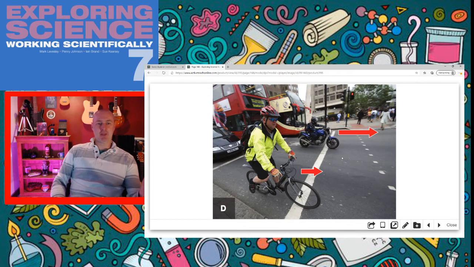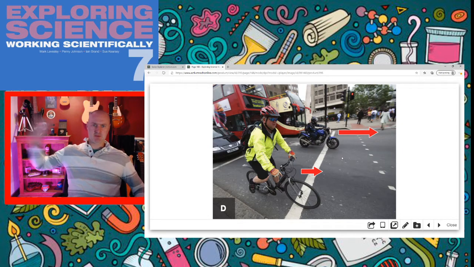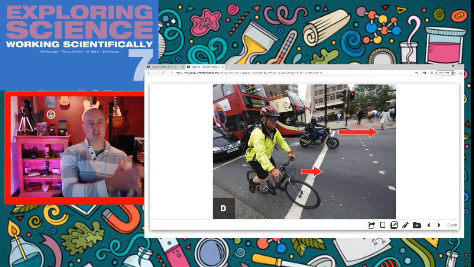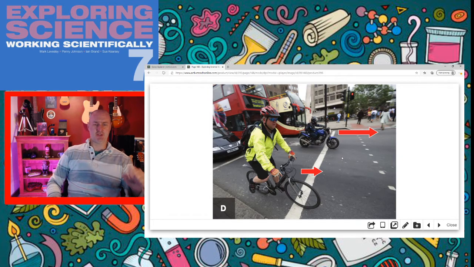Now, why have I done that? Well, because a force is needed to change the shape of the object as well. So we know forces speed things up or slow them down, they change the speed, but they also are required to change the shape of an object. And forces are also needed to change the direction of an object. So they're the three things forces do.